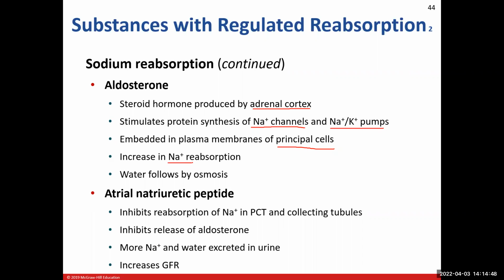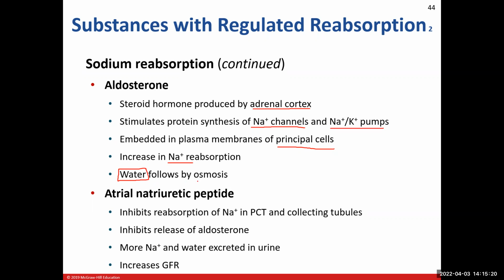And of course, if we're increasing sodium reabsorption, we're taking sodium out of the tubular fluid and putting it into our blood. And therefore, guess what? Here comes the follower. Water is going to follow sodium from the tubule lumen into the blood, and therefore it'll help to increase blood volume. Therefore, it'll help to increase blood pressure. We get to talk about more of this in much more detail in a later chapter.